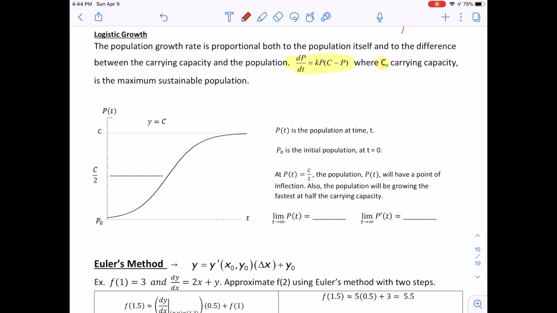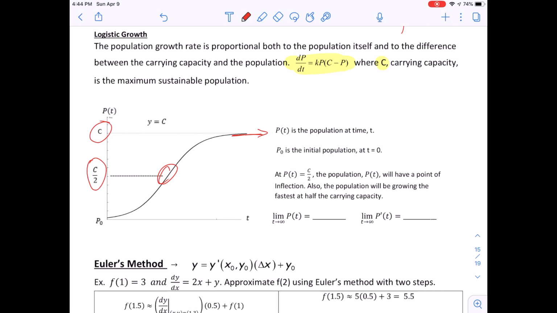So you'll see it looks kind of like this S curve right here, right? And so the graph is going to end up producing a horizontal asymptote as the graph gets closer to the carrying capacity C. Now, a couple important things to note here is that at 1 half C, you're going to have a point of inflection, and that's the spot where the population is growing the fastest. And so you have to kind of know that.